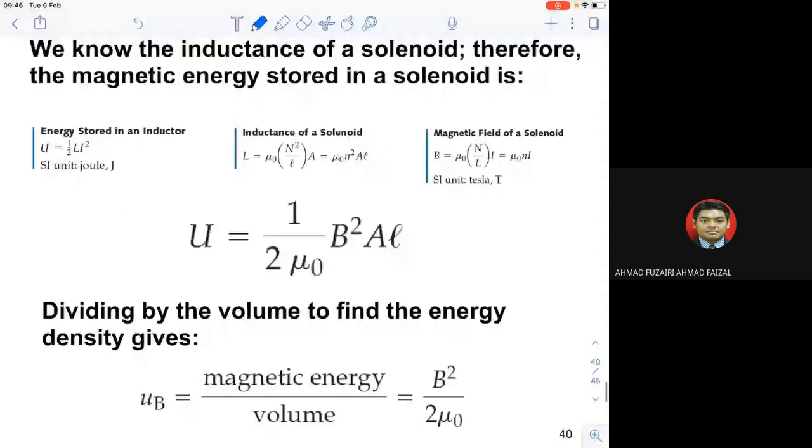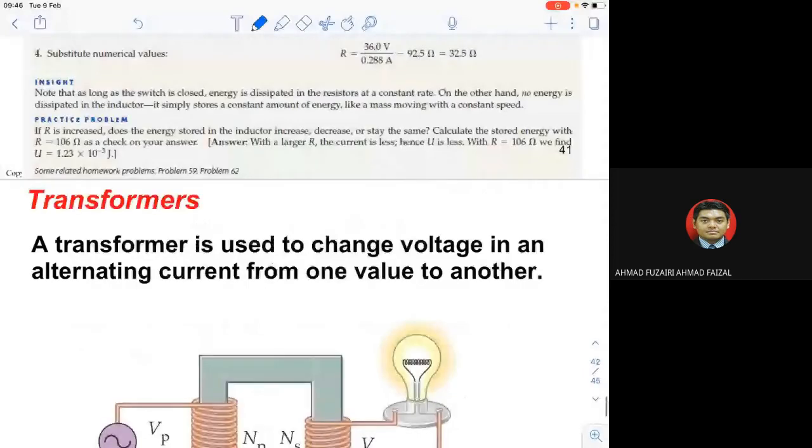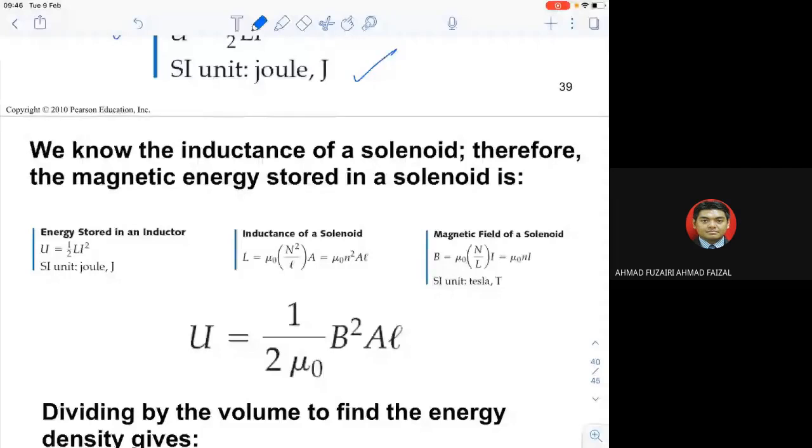So now the last part of the energy storage is U equals half Li squared. So, with the inductance of the solenoid, the magnetic energy stored in the solenoid comes from combining the inductance of the solenoid here and the magnetic field of the solenoid. This one we learned in the previous chapter, okay. So we can combine these things, right?